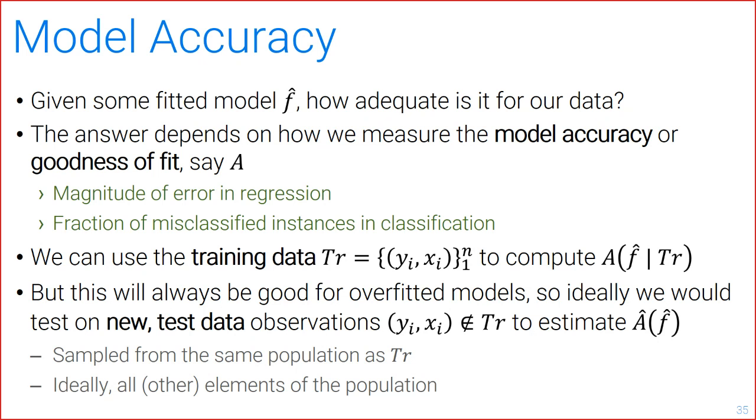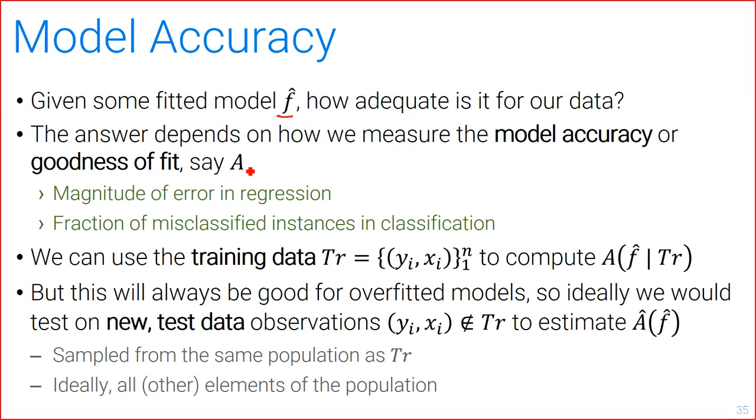So the point is, we may come up with many different models, as we suggested earlier in a question. So how do we select from those? And then we get into the concept of model accuracy. So imagine that we fitted some model, some F hat, given the training data. The question is, how adequate is it? How good is it? What we refer to as the goodness of fit. So the answer depends on how we measure it. How do we measure the accuracy of the model?